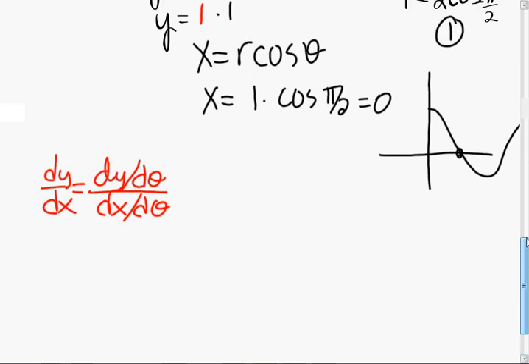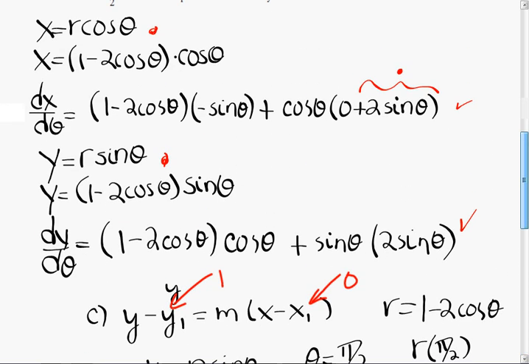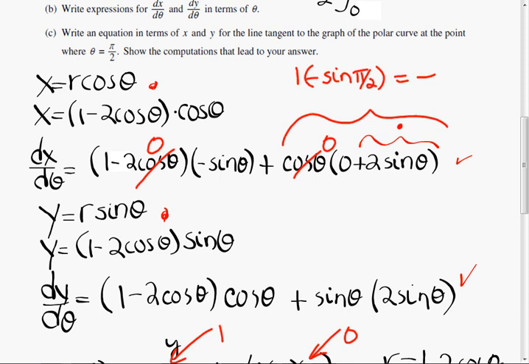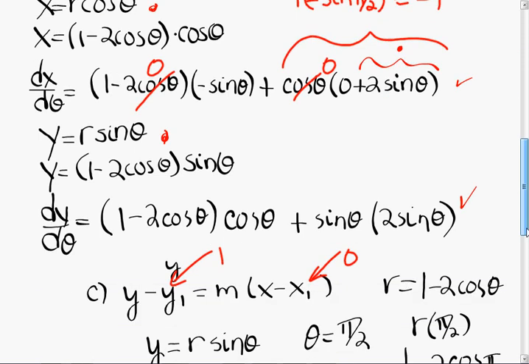What did they do that was so nice? Okay, let's look at dx d theta. What's the cosine of pi over 2? That's 0. So guess what this whole term is? That's 0. So I just have to put in pi over 2 here. So it's 1, and then it's times minus the sine of pi over 2. What is that? That's 1, so that's equal to negative 1. That's what dx d theta is.